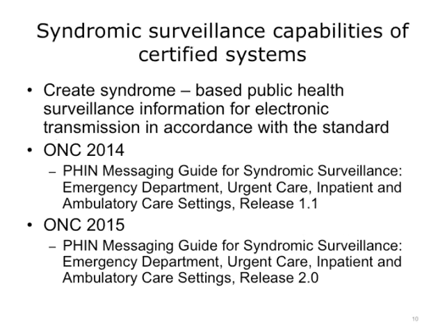ONC 2014 and ONC 2015 both include the capability for syndromic surveillance information to be formatted in a standard format and transmitted to a public health authority. The standard specification is published by the Centers for Disease Control Public Health Information Network, or PHIN. That's why the specification is called the PHIN Messaging Guide.